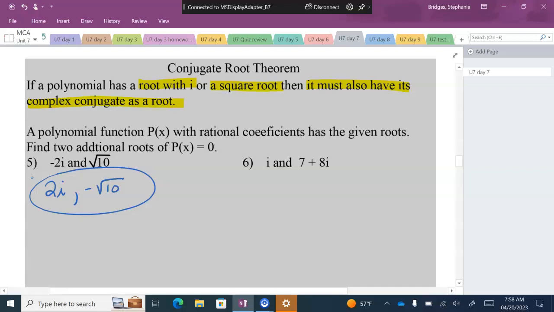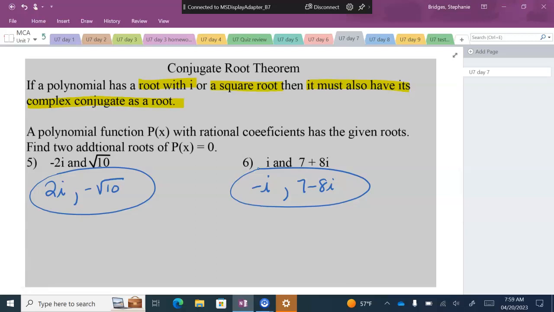Go ahead and try 6. You have 2 solutions. You have i, and then you have 7 plus 8i. Okay, think about what the conjugate is for 7 plus 8i. The conjugate for i would be a solution, and then the conjugate for 7 plus 8i would also be a solution. So if i is a solution, what would the other solution be that matches it? Negative i. And if 7 plus 8i is the solution, what is the conjugate of that? 7 minus 8i. So those would be my other 2 solutions based off of the 2 that they gave me.